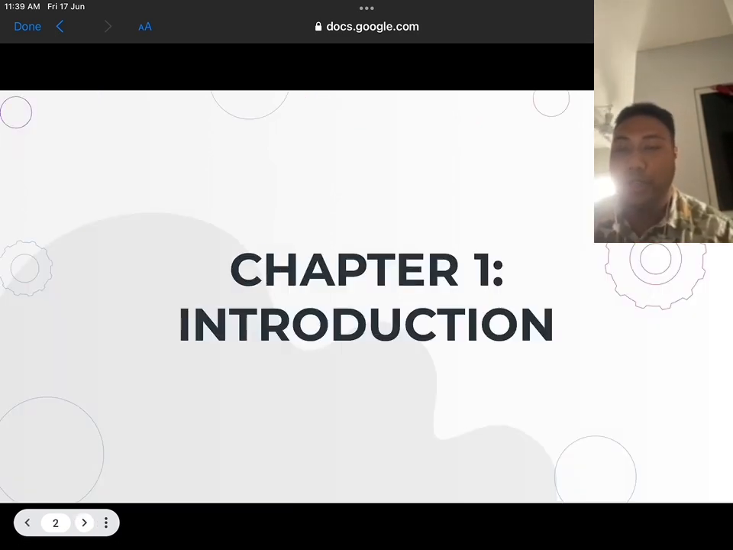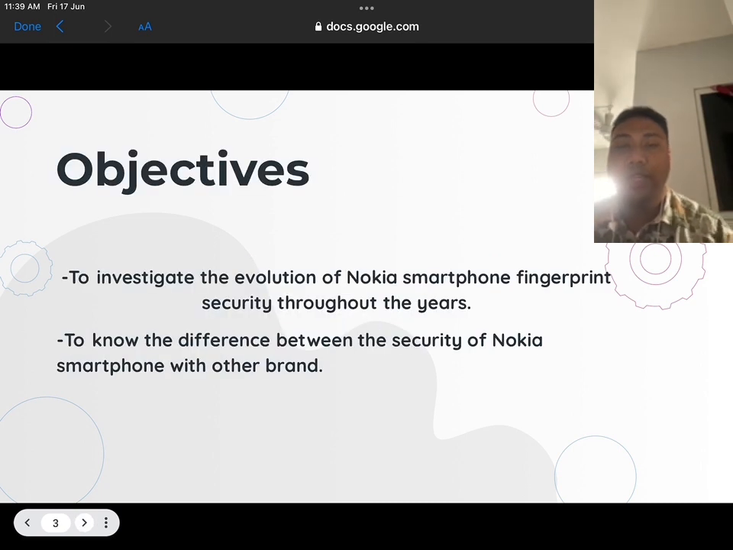Okay, first the introduction. The objective of this project is to investigate the evolution of Nokia smartphone fingerprint security throughout the years, then to know the difference between the security of Nokia smartphone and other brands.